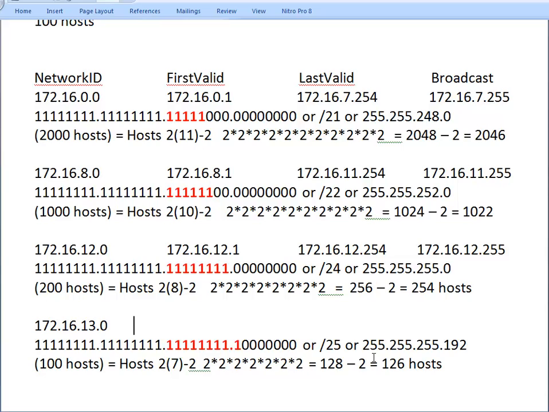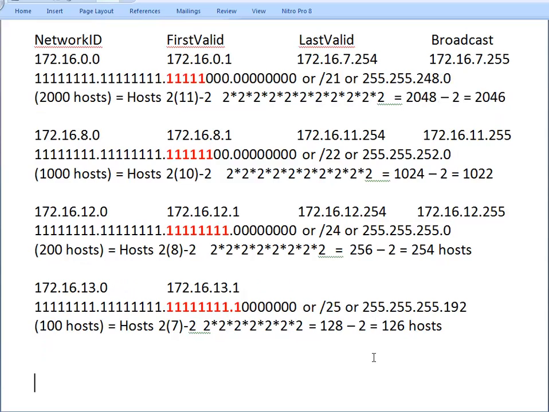So the first valid is going to be the network ID plus 1, 172.16.13.1. The last valid and the broadcast you find from the next network ID. Now this separation is happening on the fourth octet, and this bit represents 128. So I have to increment the fourth octet by 128. So 13.128.